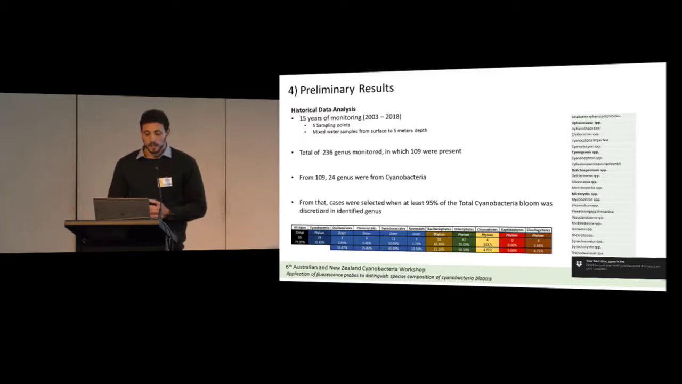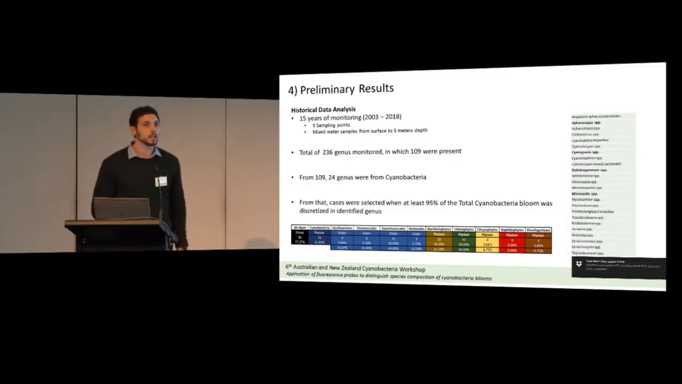Further on, for data analysis, we selected only the cases when at least 95% of the total Cyanobacteria bloom was discretized in identified genus, so we could have a more reliable data set of species compositions within a bloom.